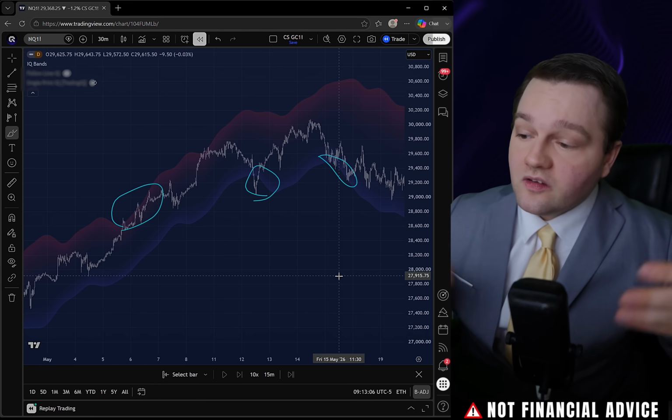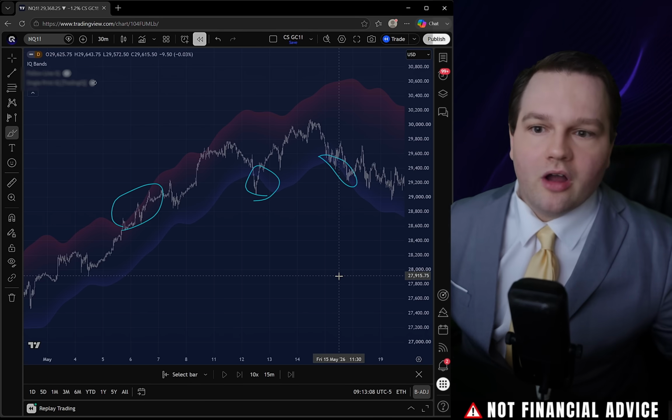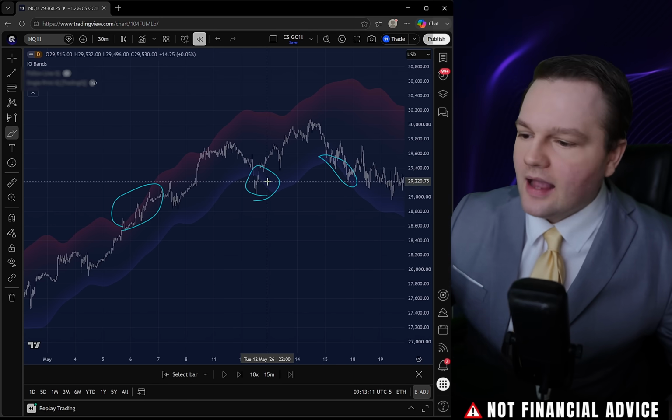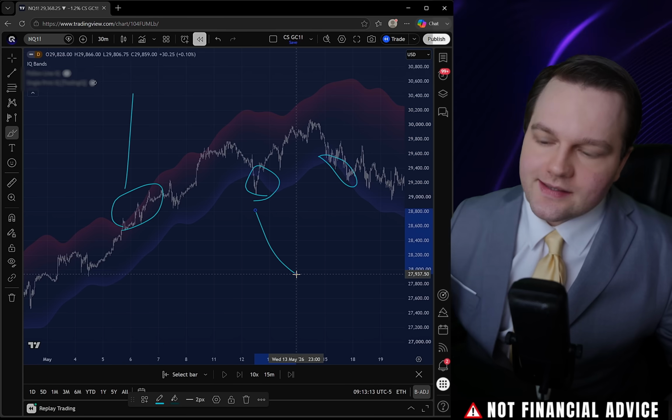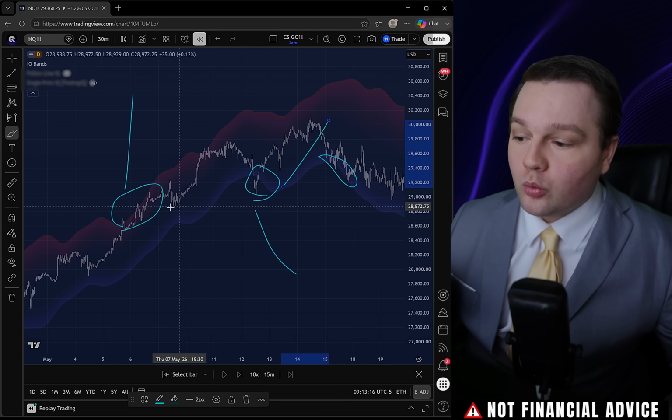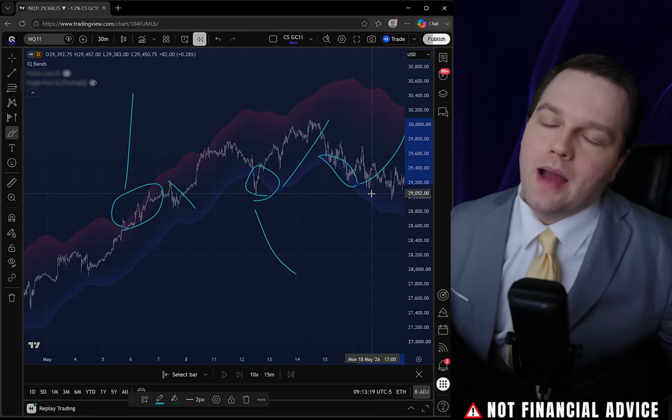When price leaves the IQ Bands, we do want to look for a reversion back within the bands. All of these instances here are very perfect examples of that. As soon as price leaves the IQ Bands, whether to the upside or to the downside, we did see a quick reversion all of these times back within the bands.